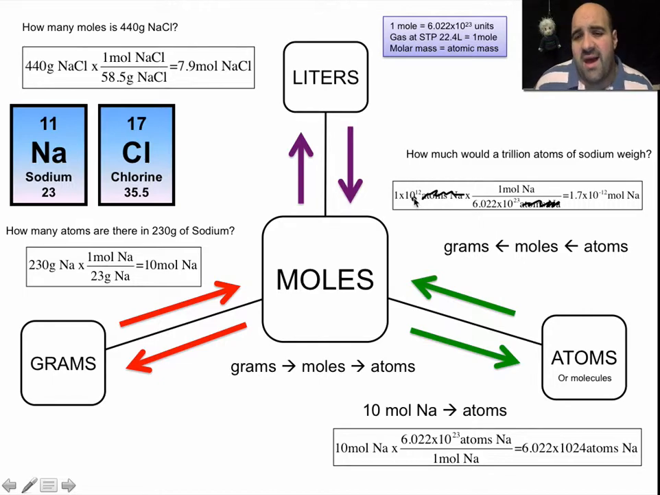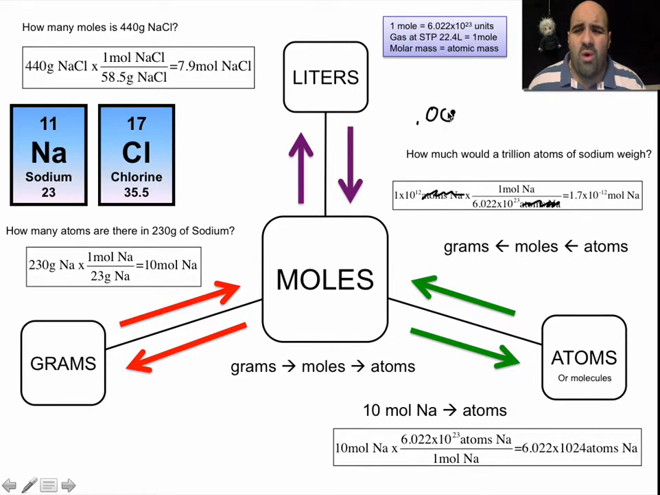Well, 1 trillion atoms is only 1 times 10 to the 12th. A mole is 6 times 10 to the 23rd. So 1 trillion atoms is far less than an actual mole. So when we multiply across and divide by that number, it turns out that 1 trillion atoms is 1.7 times 10 to the negative 12th moles. Not even close to a mole.